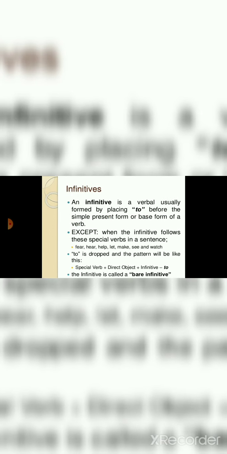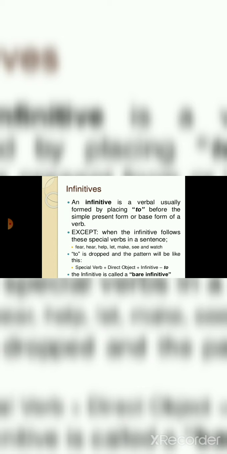Infinitives, a small recap, very fast. An infinitive is a verbal usually formed by adding "to" before the simple present form or base form of a verb. And I hope that you all are penning down the notes. That's very important for you. If you are not, then you are losing your work. I'm telling you here only.